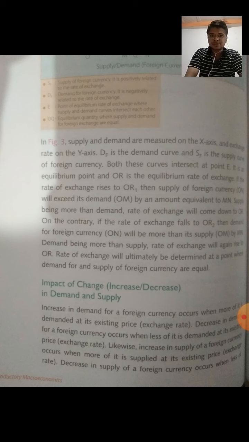Understand the concept carefully, beta. Okay, what I told is, if you are demanding less, the price will be less, and if you are demanding more, then the price will be more.